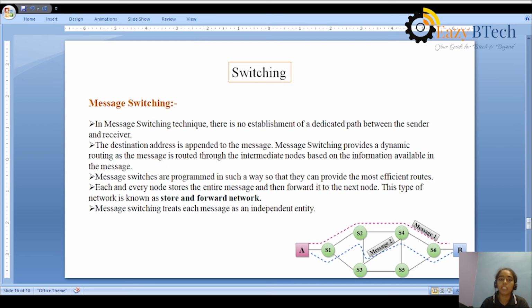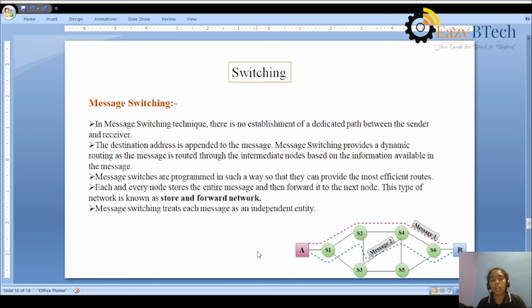Next, message switching, which is another type of switching. In the message switching technique, there is no establishment of a dedicated path between sender and receiver. The best example of message switching is SMS. In keypad phones we have message sending, right? So that is the main thing.